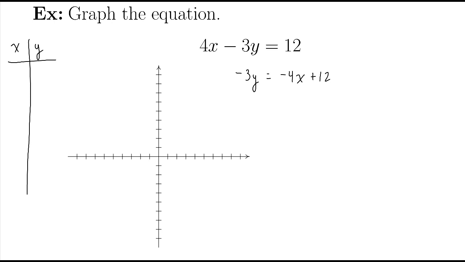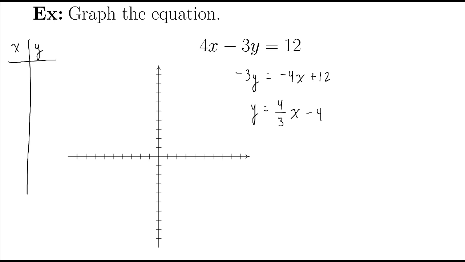Now, I need y by itself, so I need to undo that multiplication times negative 3. So I'm going to divide both sides by negative 3. Divide everything by negative 3. That leaves me with a 1y, which I can just call y. Negative 4 over negative 3 is a positive 4 over 3 x. 12 divided by negative 3 is negative 4. So y is equal to 4/3 x minus 4.